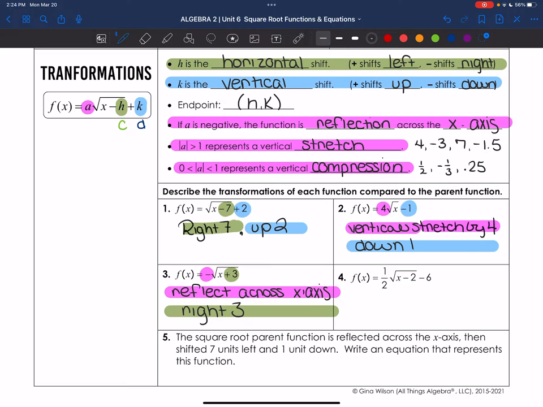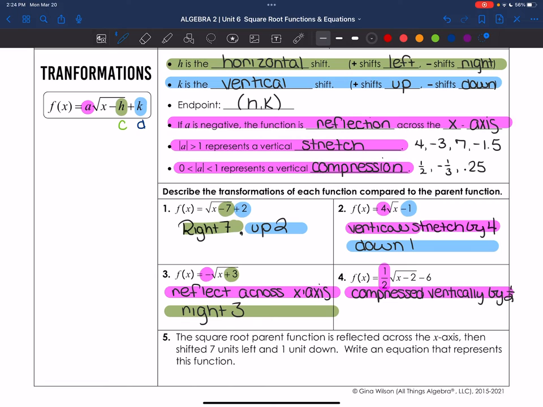And last but not least, let's go ahead and look at this example number 4. The 1/2. What is that going to cause for a transformation of our graph? That 1/2 is going to be a compression. It's going to be compressing vertically in half. So half the height.